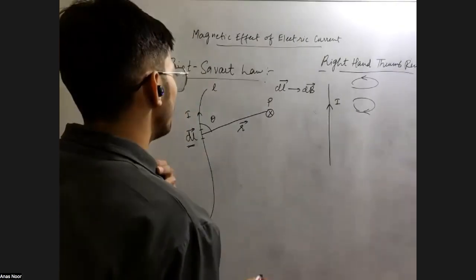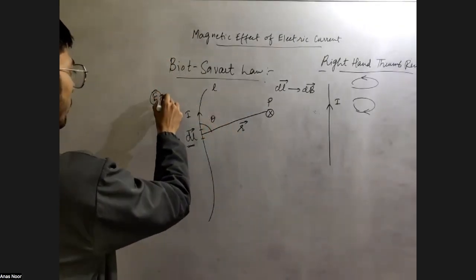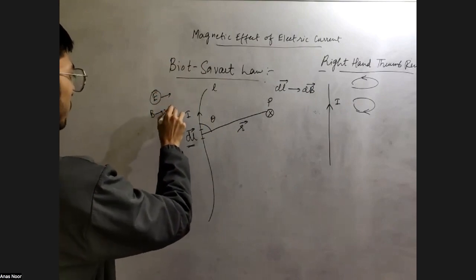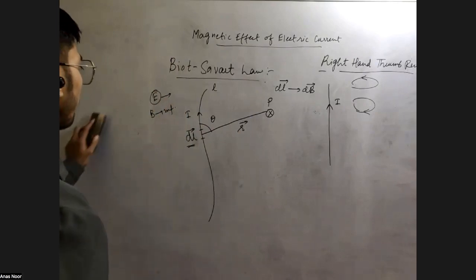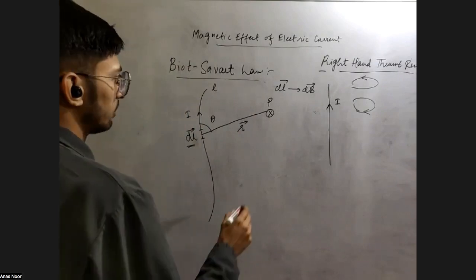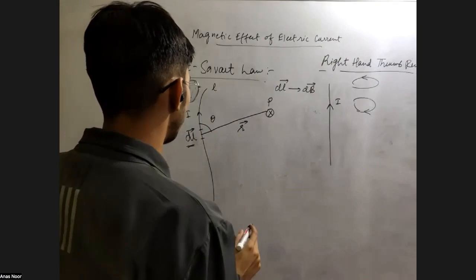It is equivalent to electric field. See, E denotes electric field and B denotes magnetic field. So this dl length will generate a small dB magnetic field.